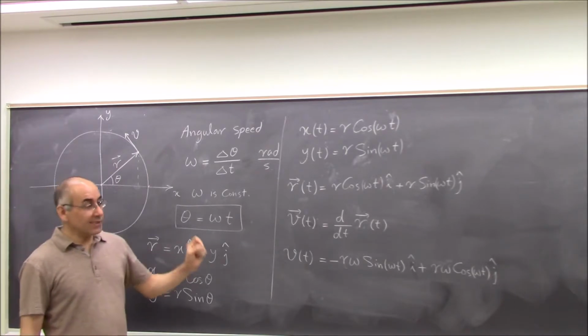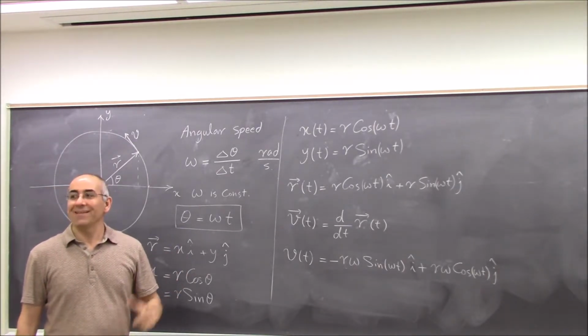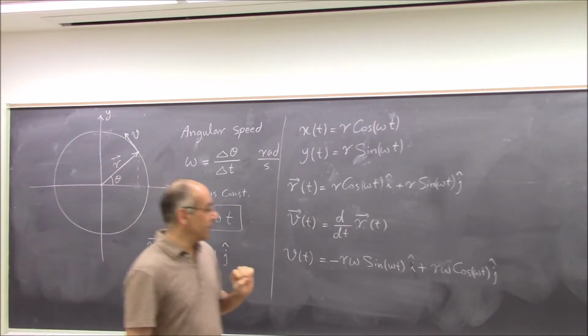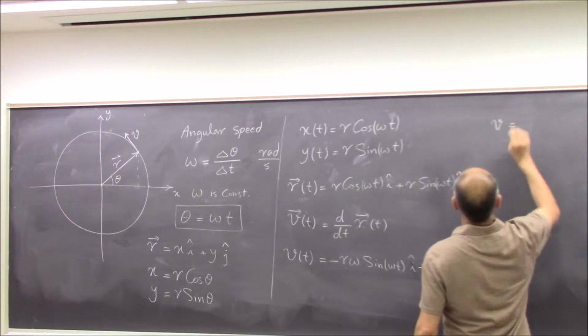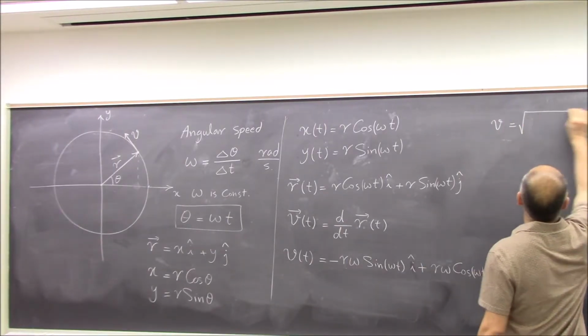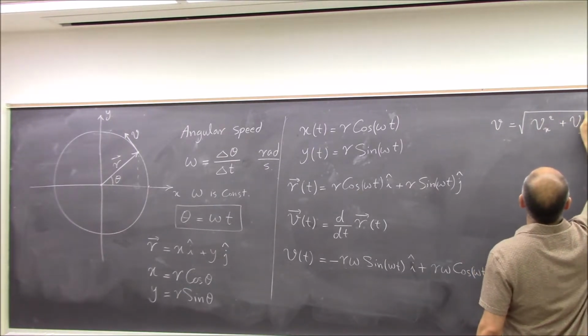What is the speed now? Square root of the i component and j component, squared. Yes, speed is the magnitude of this velocity. Let's calculate the speed. We call it v, the magnitude of velocity, which is the square root of dx squared plus dy squared.